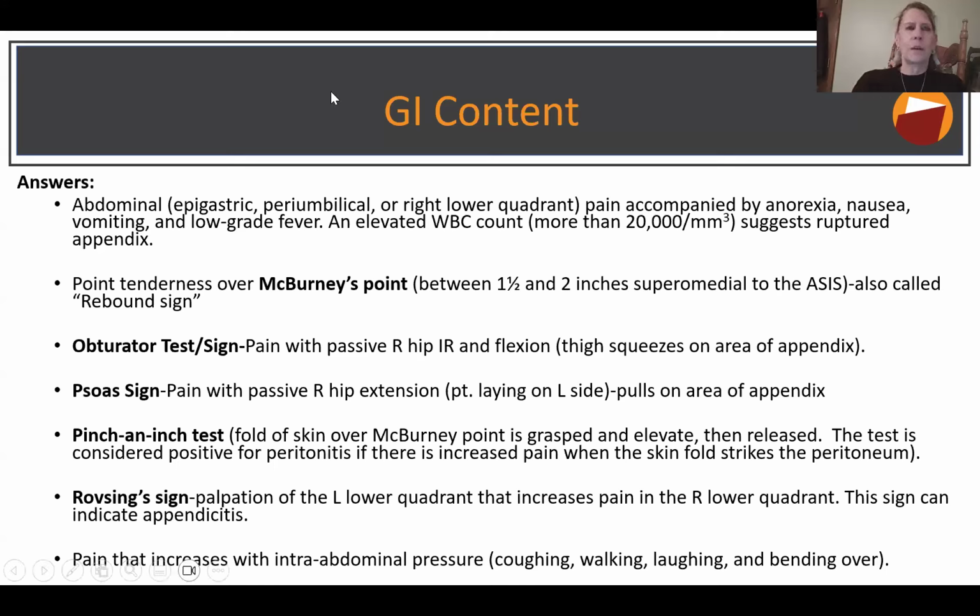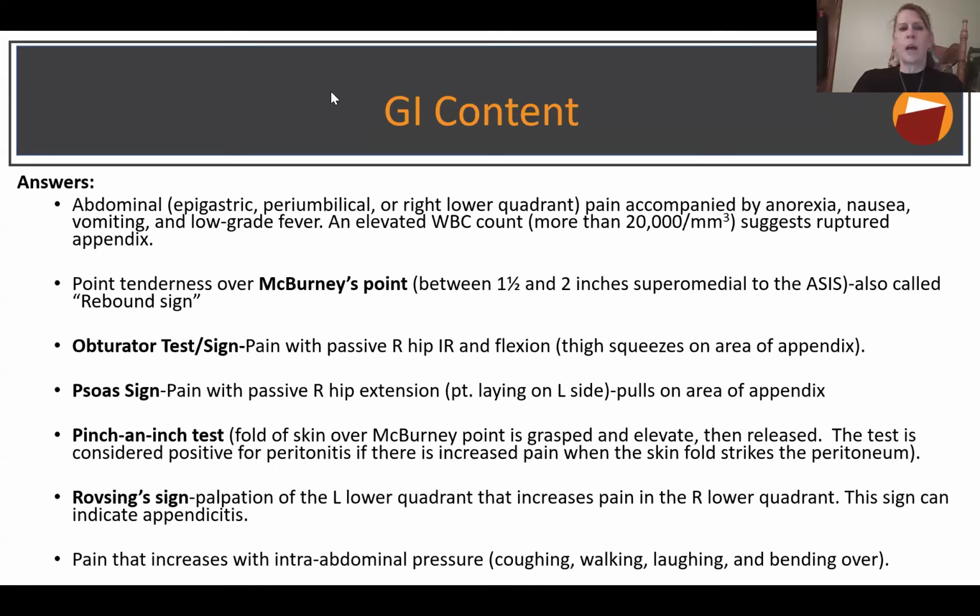Anybody remember what that's called? That is also one for appendicitis, because you're basically shaking the appendix when they come down onto their heels. I'm forgetting the name of that one. And then anything with intra-abdominal pressure, coughing, laughing, bending over causing pain, you're also thinking of potentially, especially if it's pain in that area, it could be appendicitis.